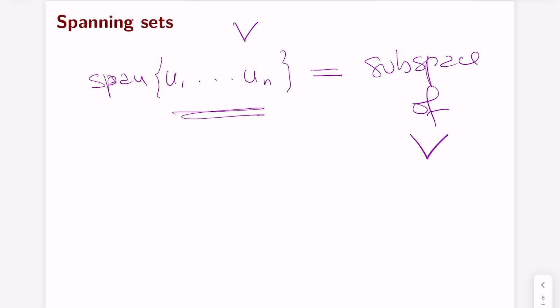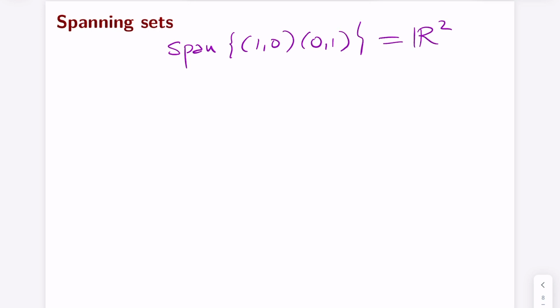These vectors can be vectors in Rn if the space is Rn, but as I said before, they can also be vectors in any other space. They can be, for instance, polynomials, matrices, elements in any space. So, for instance, in the vector space R2, the span of the vectors (1,0) and (0,1), we know that this is the whole R2. These two vectors span the whole R2.